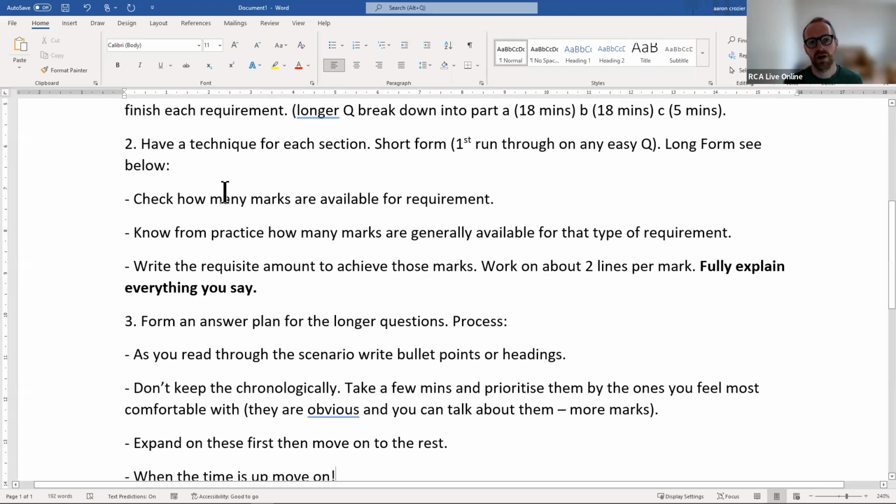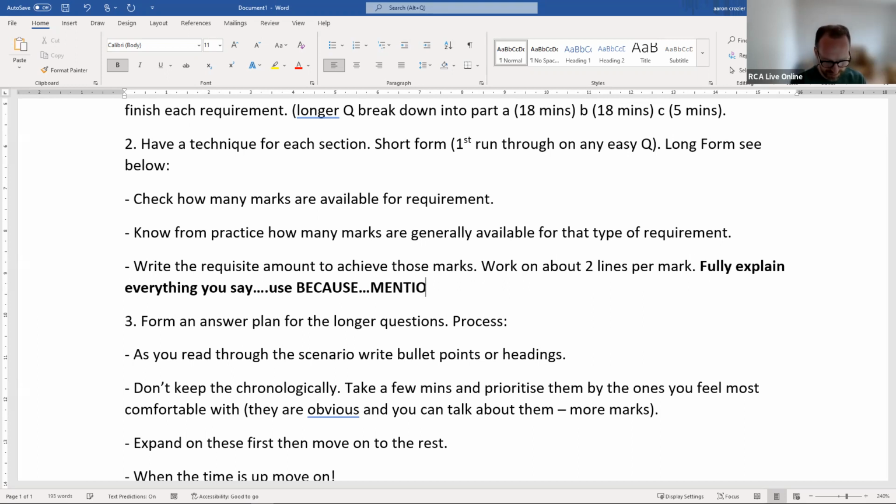Okay. When it comes to the long form section, you start with how many marks are available. You know from that how many marks generally you get for this type of question, and you write enough to get that. Broadly looking at 2 to 2.5 lines per mark, but you've got to fully explain everything you say on that one. If you're someone who doesn't do that a lot, use 'because'. Keep saying because this, because that. Other ones, mention the name of the business.